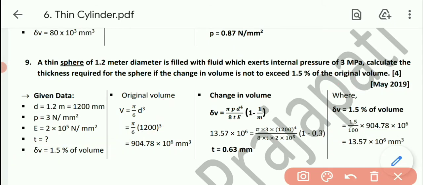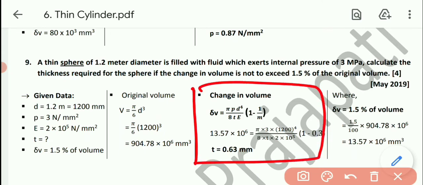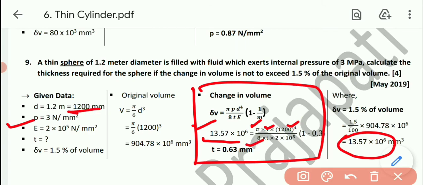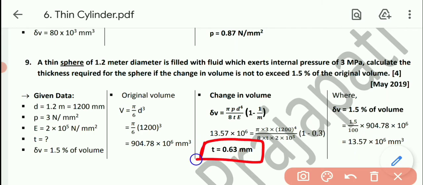Once we get the value of delta V, now I can apply the original formula for change in volume. Delta V equals pi into p into d raised to 4 divided by 8 t E, in the bracket 1 minus 1 upon m. Now delta V, that is 13.157 into 10 raised to 6, equals pi, pressure that is 3, diameter that is 1200 raised to 4 divided by 8, thickness is unknown, and E, that is 2 into 10 raised to 5, in the bracket 1 minus 1 upon m, that is mu, 0.3. By simplifying this one we will get the unknown value, the thickness, that is 0.63 mm.